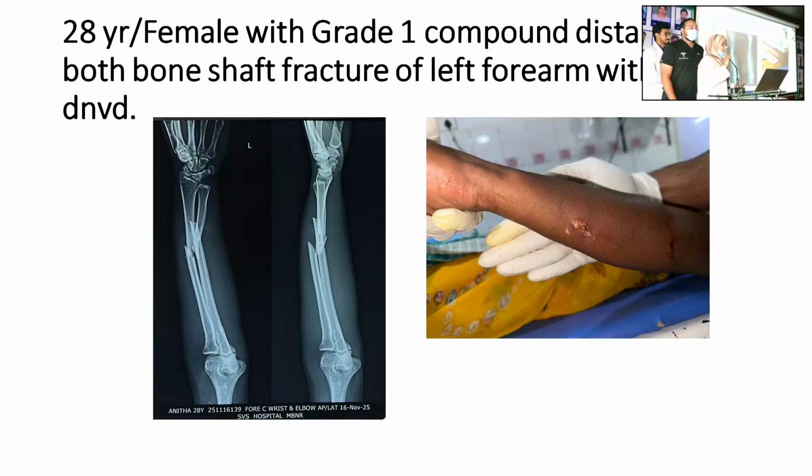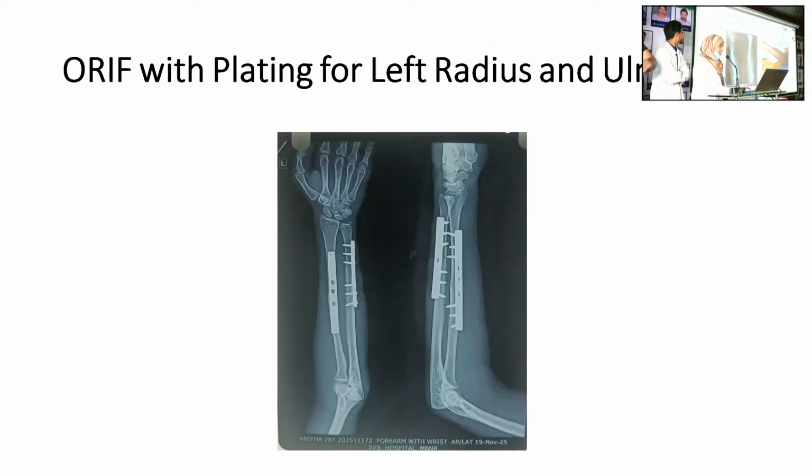28-year-old female with Gustilo grade 1 compound distal third both bone shaft fracture of the left forearm with no distal neurovascular deficit, sir. We have done open reduction and plating for radius and ulna. For radius, Henry's approach, sir, and for ulna, subcutaneous approach, sir.